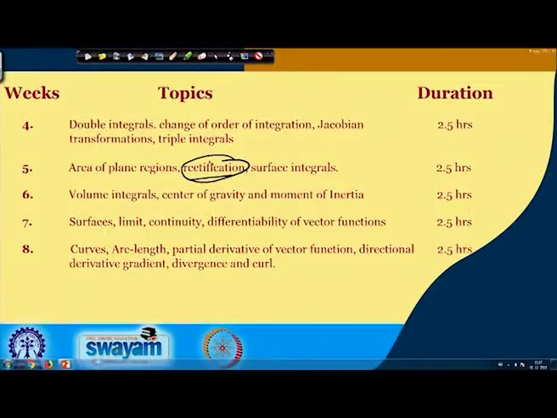Today our topic in the agenda is rectification. So what do we mean by rectification of a curve, and how do we calculate it? We'll look into the definition of rectification of a curve, and then we'll work out a few examples just to make the concepts clear related to this topic. So let's start.